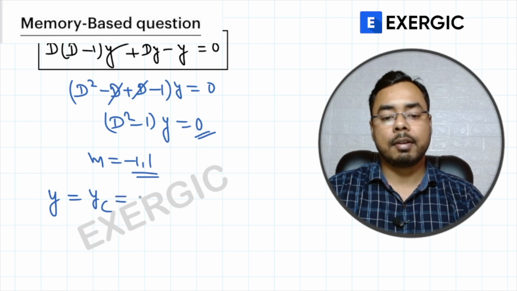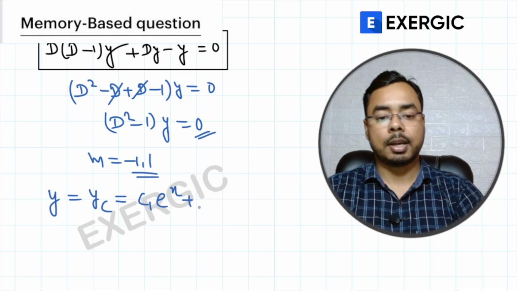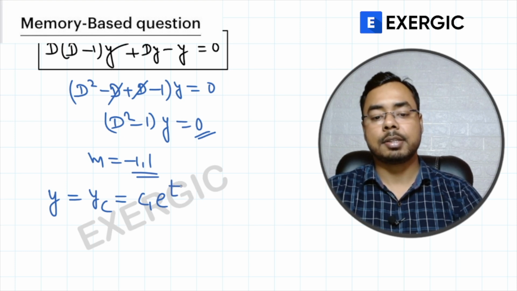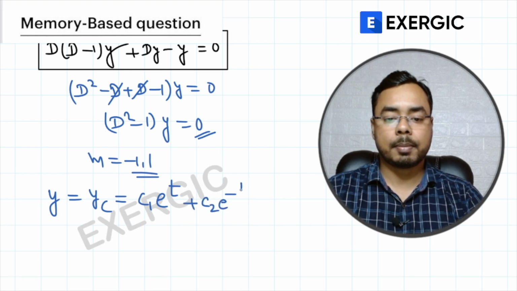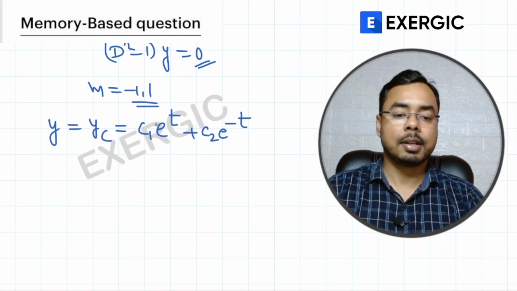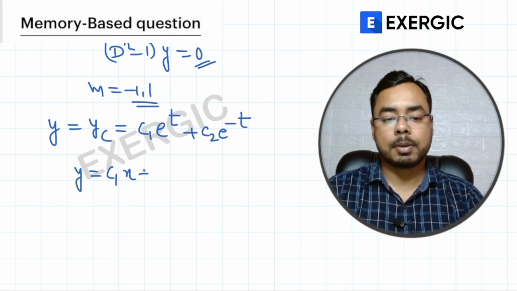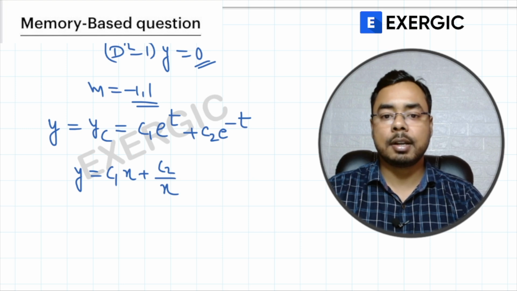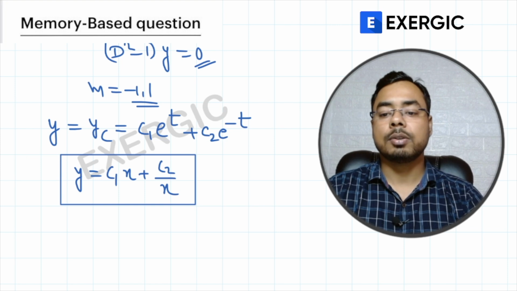So the complementary function will be c1 e to the power x plus, not x, because here the independent variable is t. So c1 e to the power t plus c2 e to the power minus t, right? This will be the complementary function and also the complete solution. Now e to the power t is nothing but x, so this will be c1x plus c2 by x. So this is the general solution of the differential equation, right?